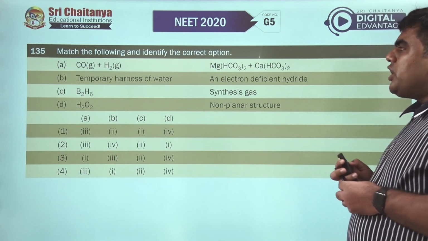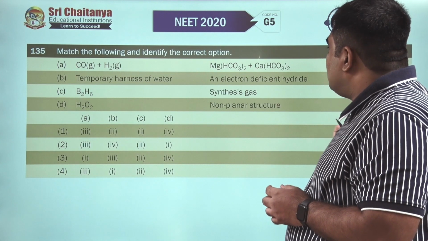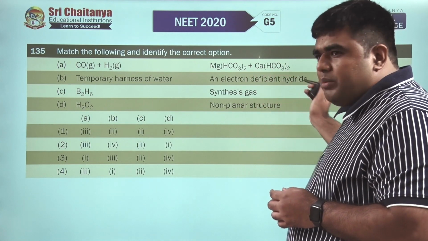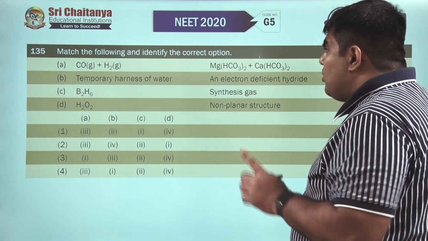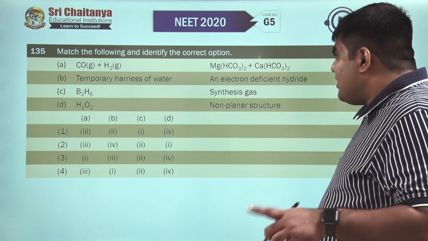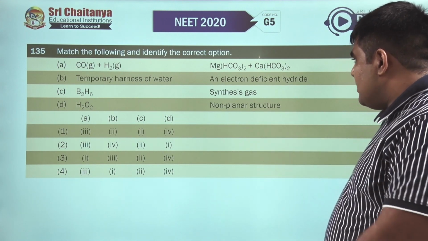Moving to question number 135. Which of the following is the correct option? So we have to basically use matrix match. CO plus H2, both are in the gaseous state. It is nothing but synthesis gas. So for A, it is the third option.